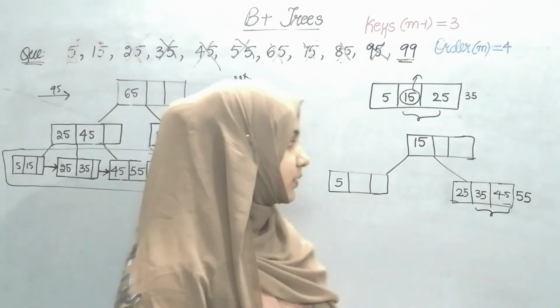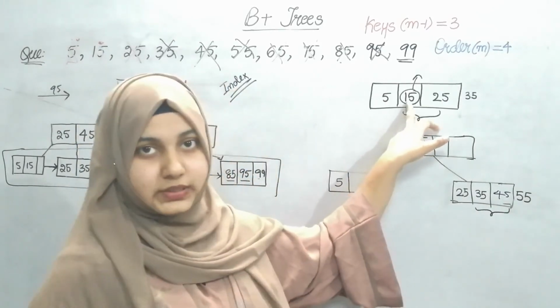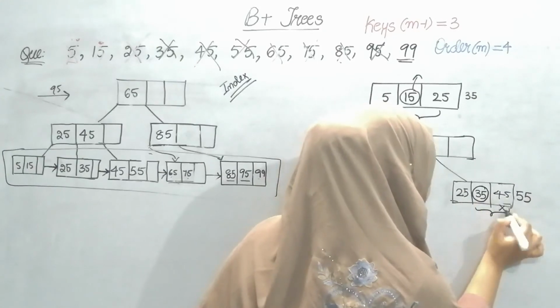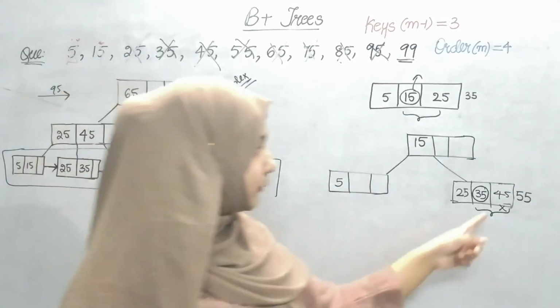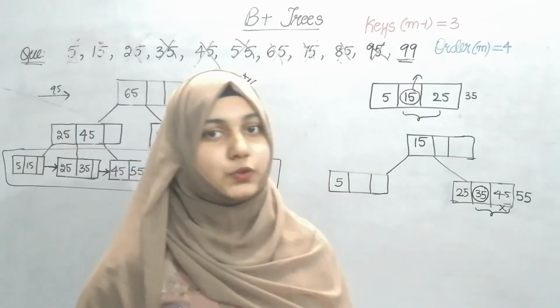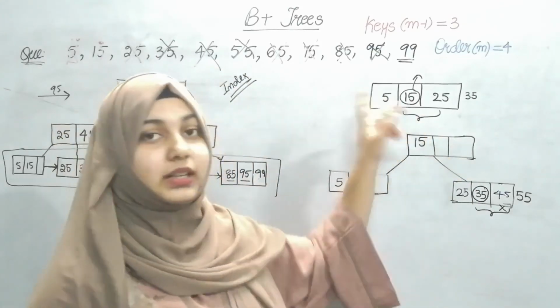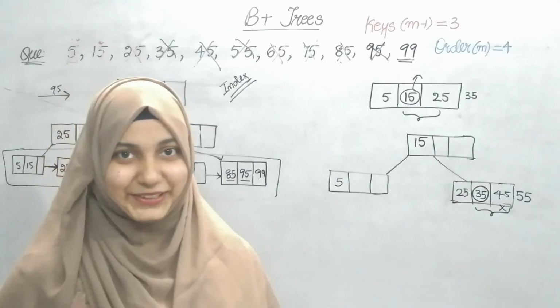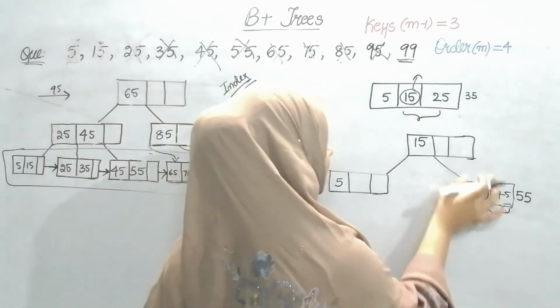I've got two middlemost terms. As I have chosen the leftmost element before, in this case also I'm going to choose the leftmost element. I'm not going to choose the rightmost element. Although 45 is also the middle term, I'm not going to choose 45 because in the previous case I took the leftmost element. Clear? Next. So 35 is going to be pushed up.